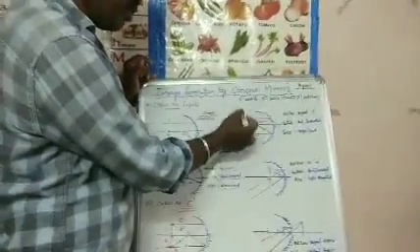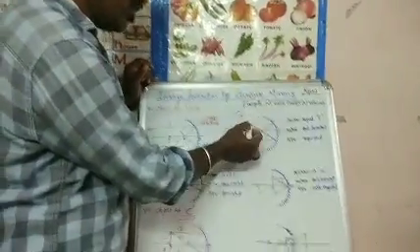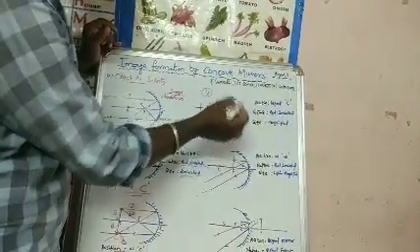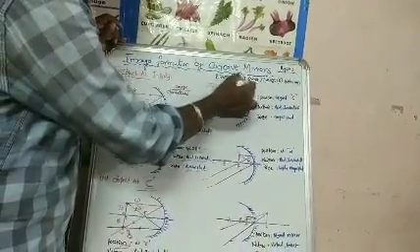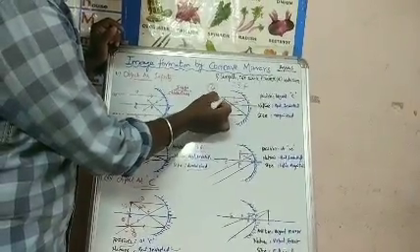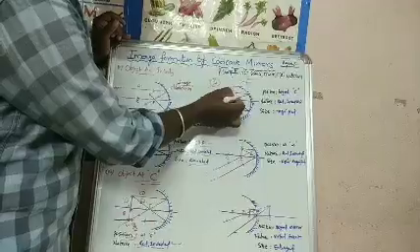So here another point is the fourth place. If the object is taken in between C and F, what happens? Suppose we have taken the object in between C and F. So this is the first ray, parallel to the principal axis.